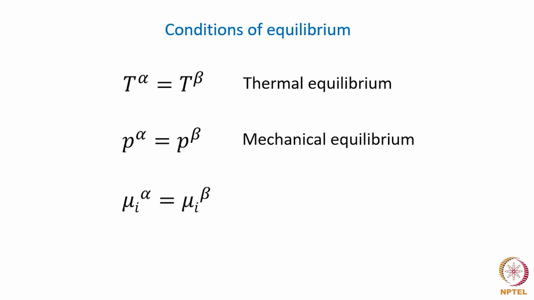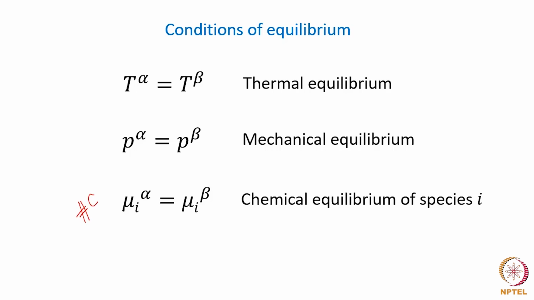And then we write mu I alpha is equal to mu I beta, that is the chemical equilibrium for the species I, which means that we have as many as C number of chemical equilibrium conditions, because the species I can take values from 1 to C, because the number of species in this particular system is C.